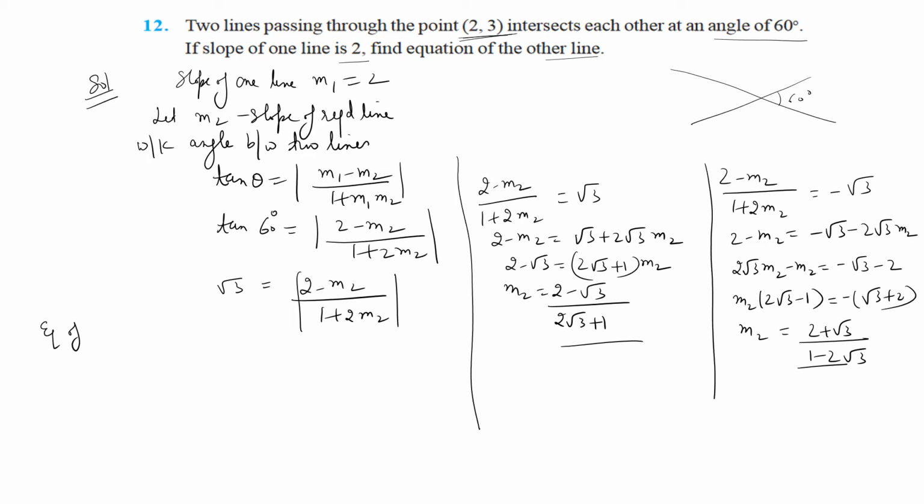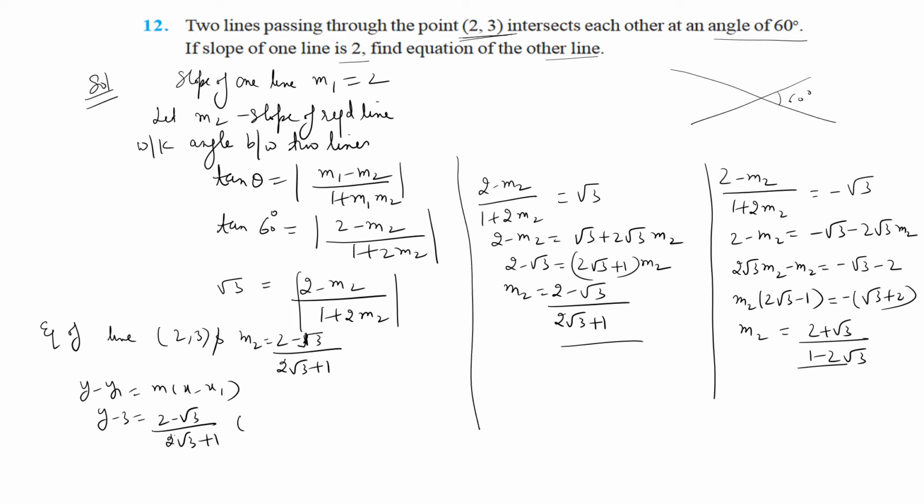Equation of the line, passing through point (2, 3) and having slope m2 as, say, the first condition (2 minus root 3) upon (2 root 3 plus 1), which is your y minus y1 equal to m times (x minus x1). So this is y minus 3 is equal to this into (x minus x1), where x1 is 2. So let us cross multiply. (y minus 3) into (2 root 3 plus 1) is equal to (2 minus root 3) times (x minus 2), times (2 minus root 3). Okay.